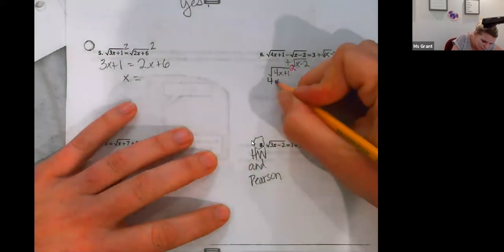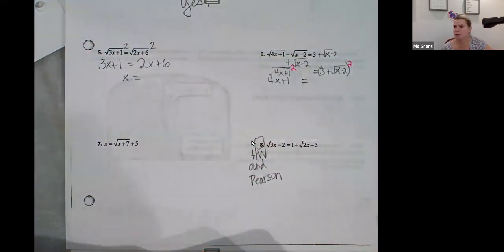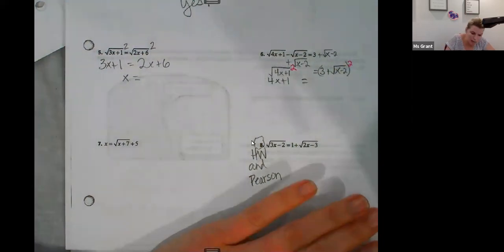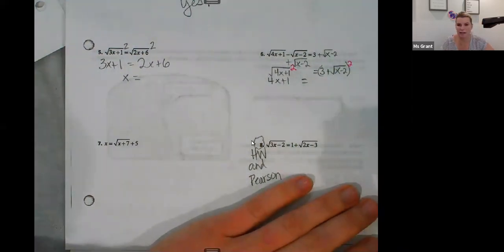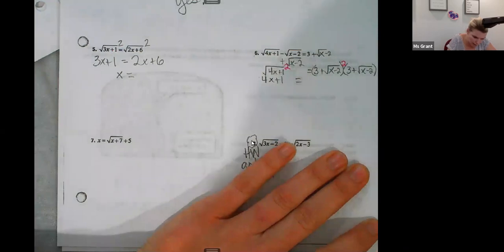On the left, this 4x plus 1 is fine. It just comes out of the square root. But this 3 plus square root of x minus 2, that's squared. I need to basically write it twice and FOIL it. I got to stay organized. So I'm going to write it twice and FOIL.